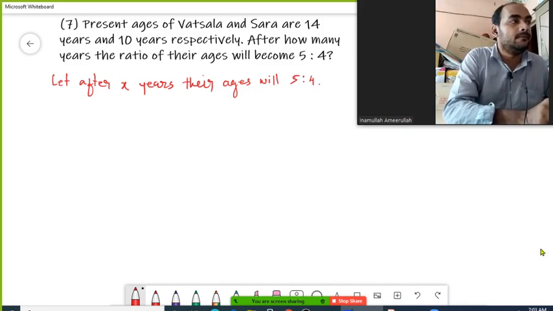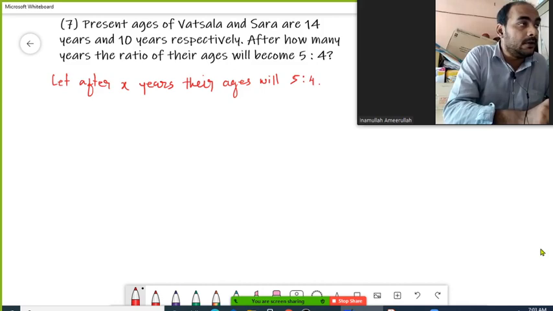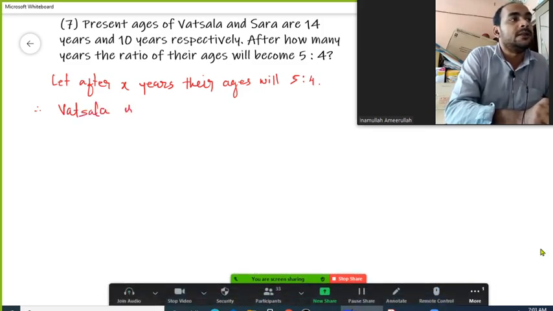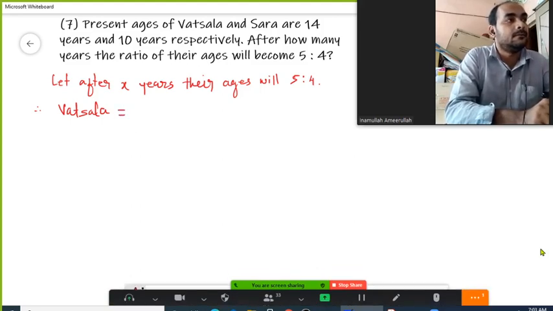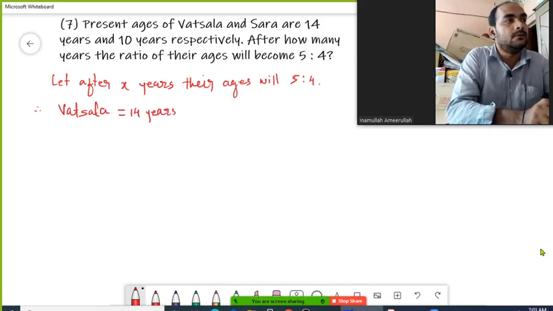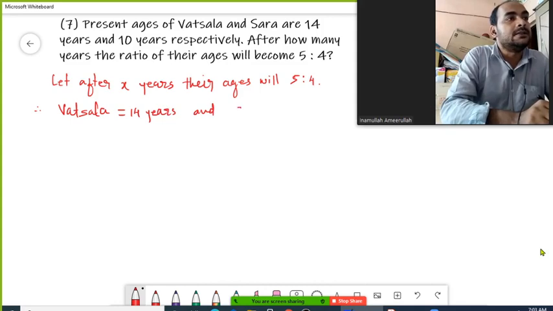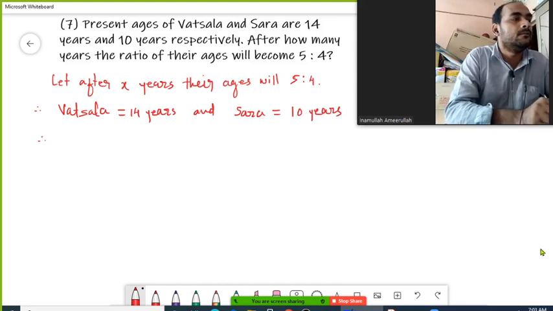So according to the given condition, Vatsala is 14 years old and Sara is 10 years old. So after x years, the ratio is (14 + x)/(10 + x). So their ages would be in the ratio of 5:4.